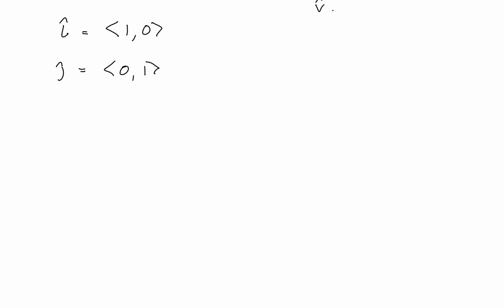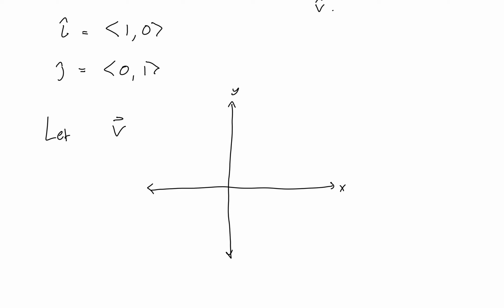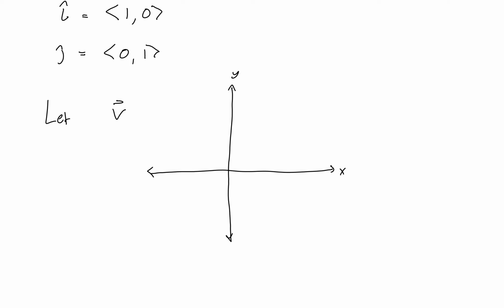Let v be some vector, and we'll draw this vector here in the xy plane. And we'll center our vector at the origin. Like I said, we can put the vectors anywhere, but for us it's going to make it easier here to put this at the origin. And let's suppose it goes a units in this direction and b units in the y direction.